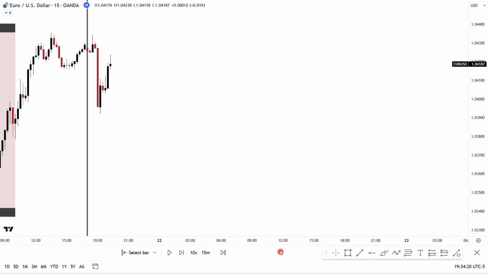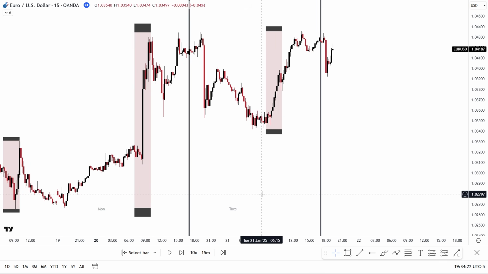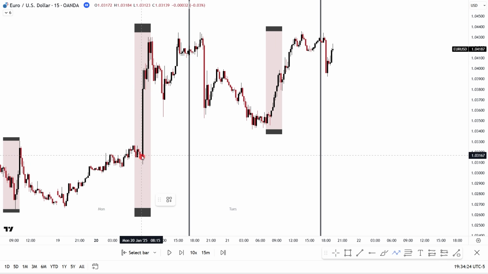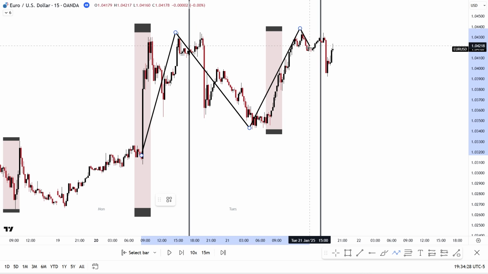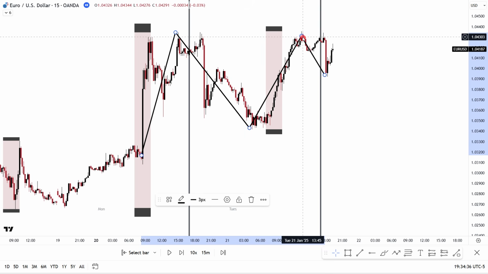So let's look at the multi-day sweep example. What we have here is on Monday, price action made a high. And now on Tuesday, you had another high. And usually these highs are either equal or relatively equal. So in this case, these highs are equal. But if they were a little bit off, that would have still been fine. It's the fact that price is still rejecting the level.